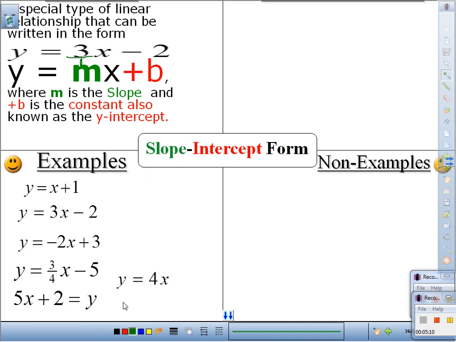All right, so let's go to this first one right here. Look at this one. Our slope is 1/1. What is our y-intercept? 1. Look at this one right here. Our slope is what, everyone? -2/1. What is our y-intercept? 3. How about this one? What is our slope? 3/4. What is our y-intercept? -5. Look at this one. What is our slope?